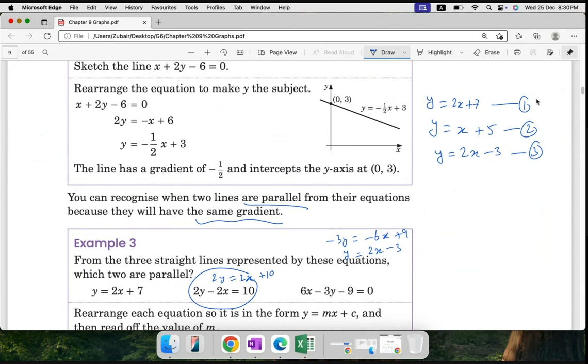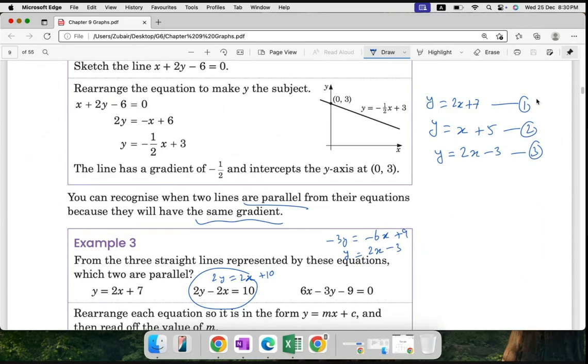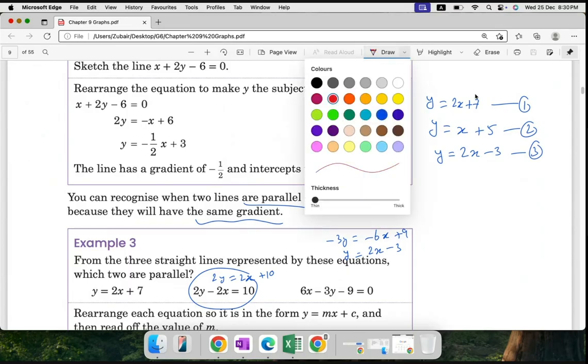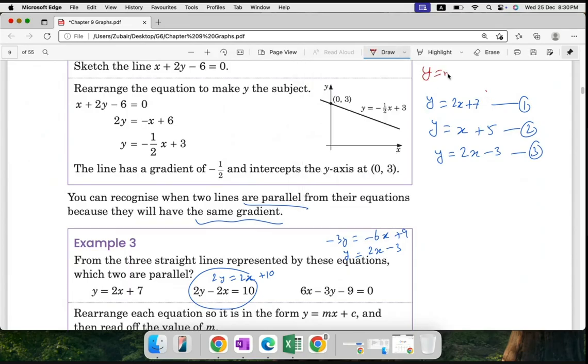1, 2 and 3. What is the gradient of the first line? The gradient of the first line will be, just the general form. This was the general form: y is equal to mx plus c. Whatever is written with x is the gradient. So the gradient of the first line is 2.